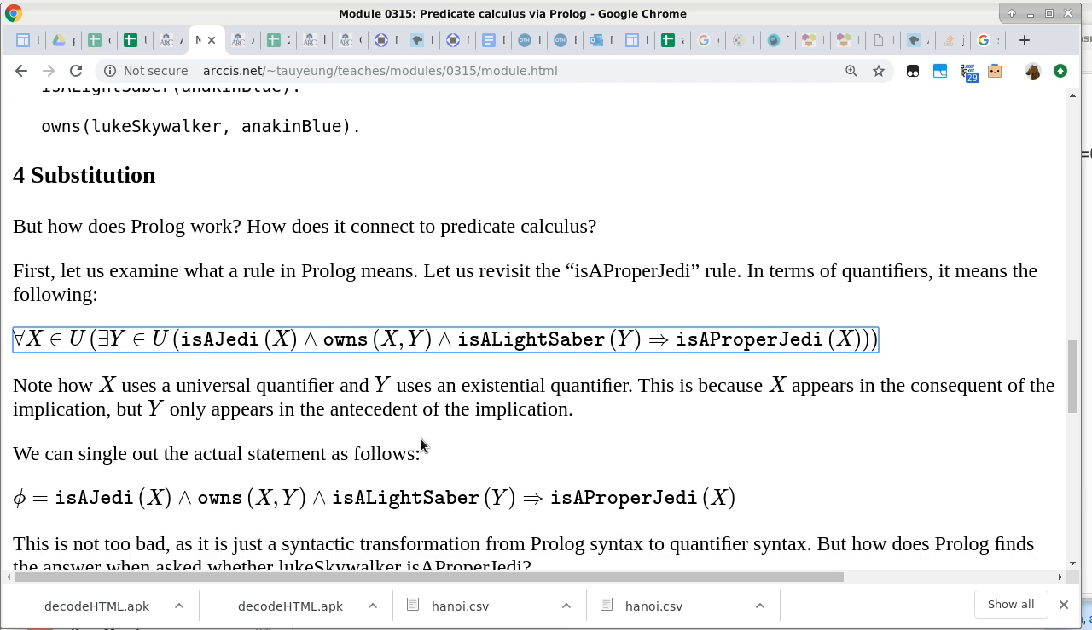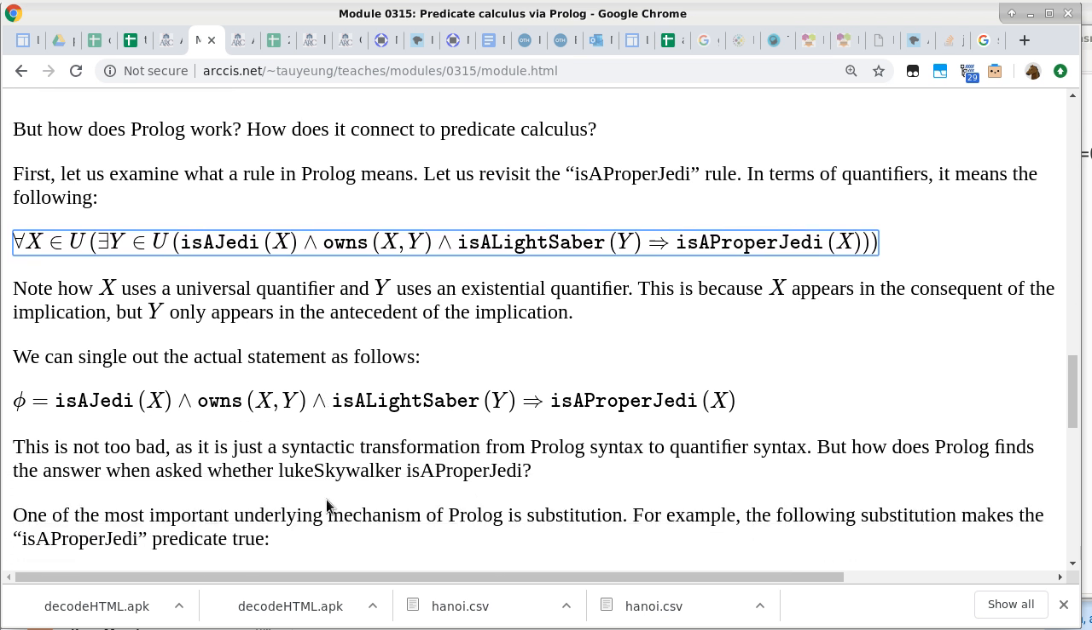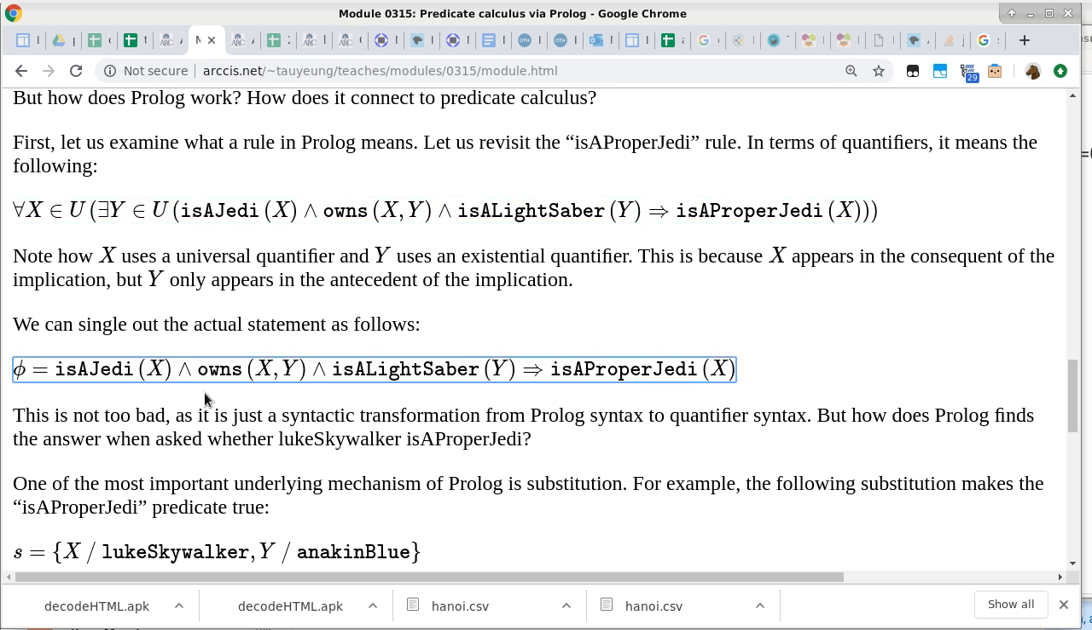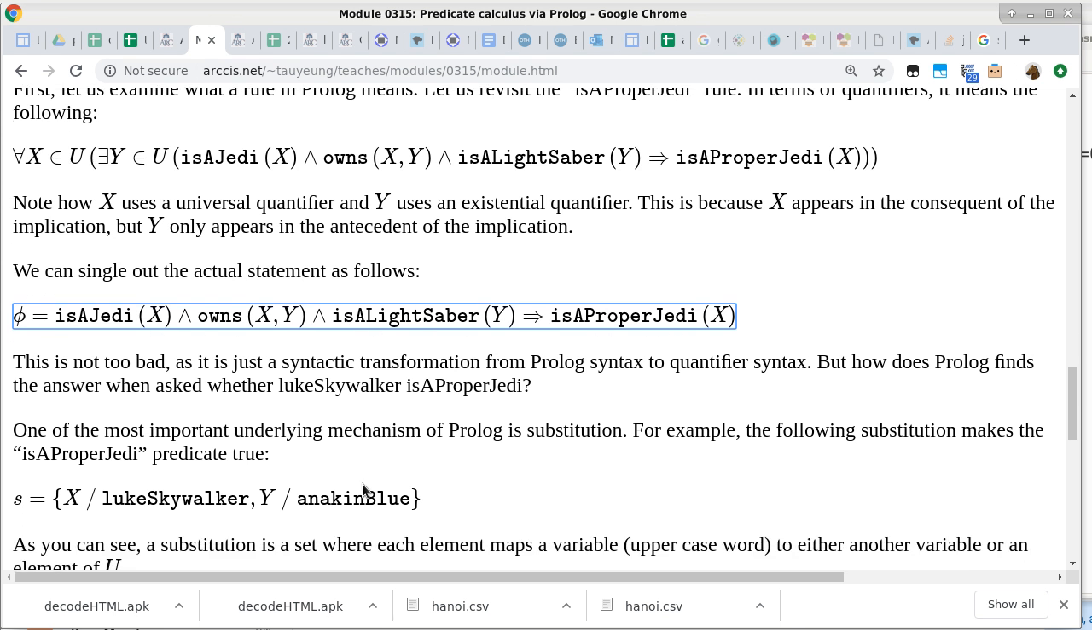So we can also look at this as the phi, because it's an implication. We look at phi as the entire implication, but without the quantifier. Okay, so this is phi. And the way the Prolog engine works is by substitution. So we're going to use substitution like this. In this case, the substitution itself is known as lowercase s.